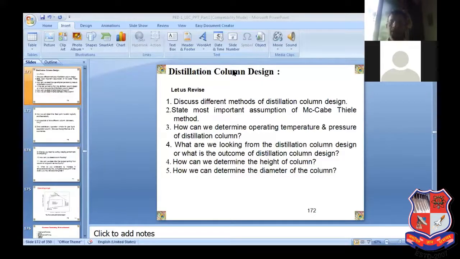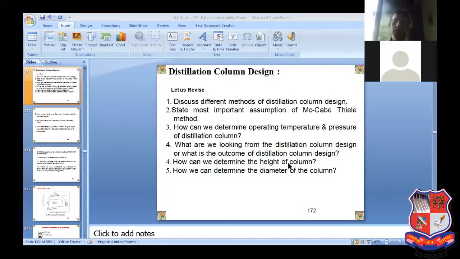Are you agreed? Are you sure that it is possible to maintain constant molar overflow with a large variation in the latent heat of vaporization? Fine. So that is the reason that when the latent heat of vaporization changes largely across the column, with component A at the top as a pure component and component B at the bottom, then for all the trays from top to bottom, if this latent heat of vaporization changes significantly, we cannot keep the liquid or vapor flow constant, and that's why in that situation we have to go for the Ponchon-Savarit method. That is one of the important assumptions which you are making.